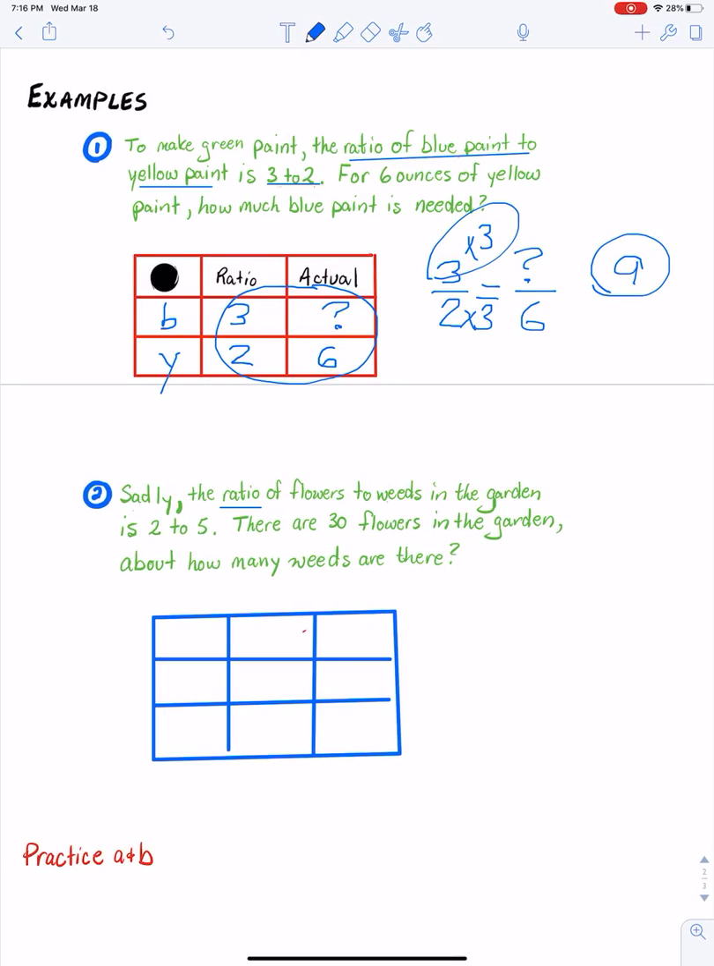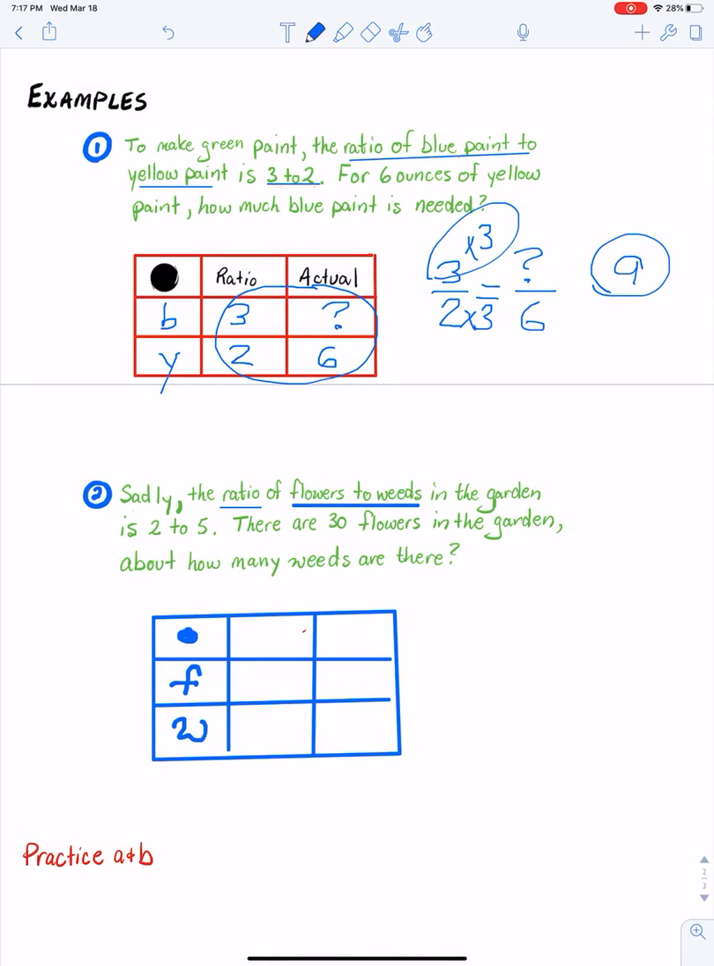First column is supposed to have my information in it. I put that little dot there more as a space holder because nothing actually goes in that little section. It's just to remind myself not to put anything there. To fill in my first column, I need to reread my sentence. It says, sadly, the ratio of flowers to weeds in the garden is 2 to 5. So flowers to weeds is what I'm after. F, then W.